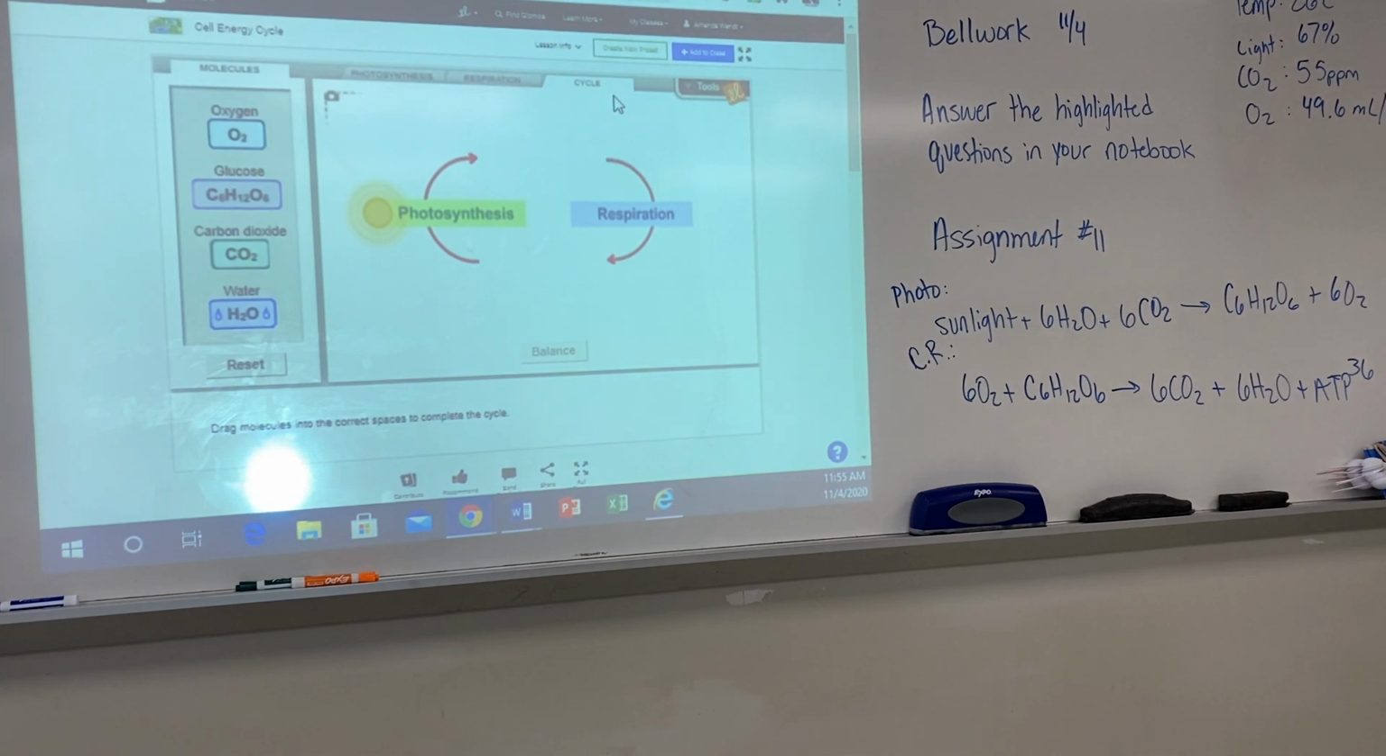So you tell me, where would my oxygen go? On the top or the bottom? Top. On the top? Very good. What about my glucose? Where'd that go? On the bottom? No. No, it goes on the top because my photosynthesis is making glucose. Where does my carbon dioxide go? Bottom. On the bottom. And my water? Bottom. On the bottom. And then we balance it. Very good.